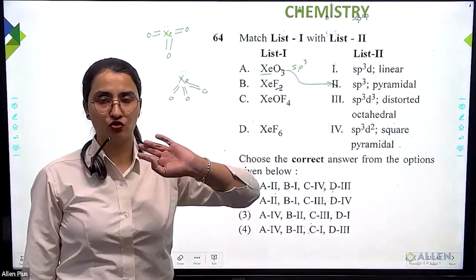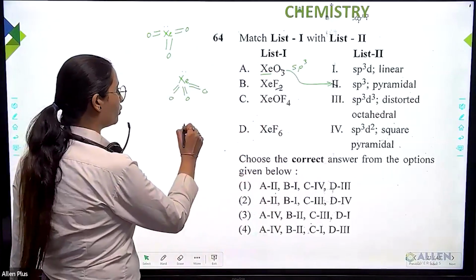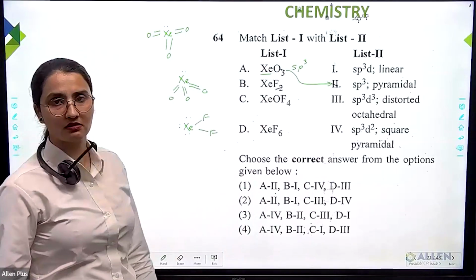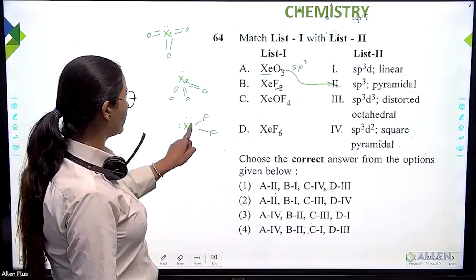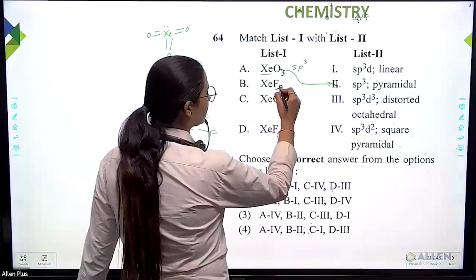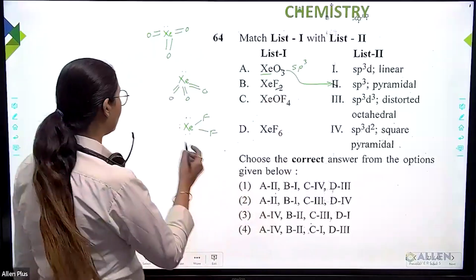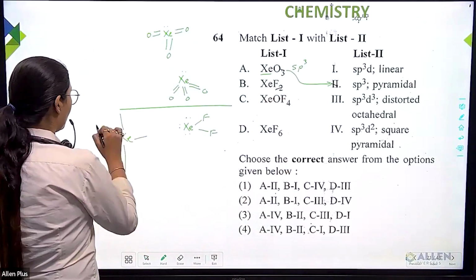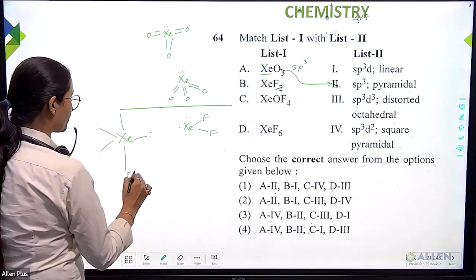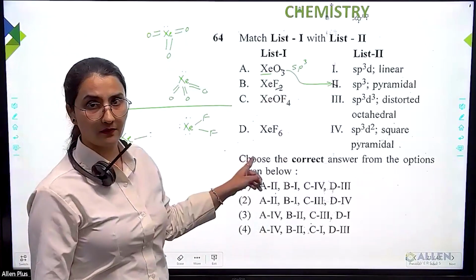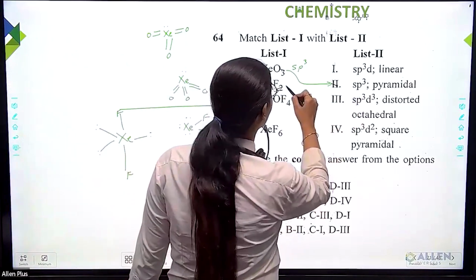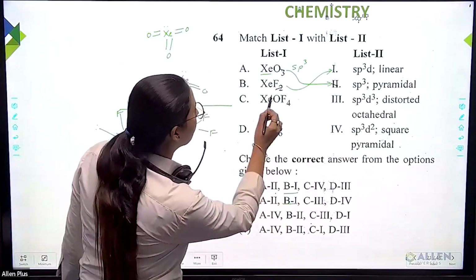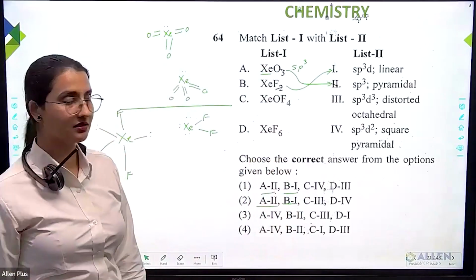Next, students, XeF2. With each F, Xe is going to make what? One single bond. 3 lone pairs are left. What's the steric number? 1, 2, 3, 4, 5. 5 means sp3d. Let's check its shape. In steric number 5, students, lone pairs come at the equatorial position. So the shape is linear. Hybridization is sp3d. Shape is linear. So let's see B1. Where is B1? 2 places. A2. Okay. We'll have to move ahead.